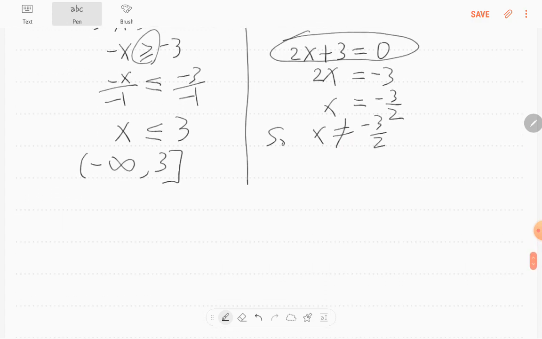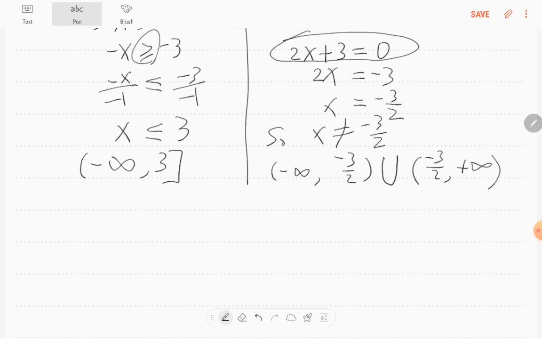In interval notation, it would be negative infinity to negative 3 over 2, and the other one is negative 3 over 2 to positive infinity. You see, it includes everything except negative 3 over 2. Then we connect these two intervals together using the union. So this is the interval notation.